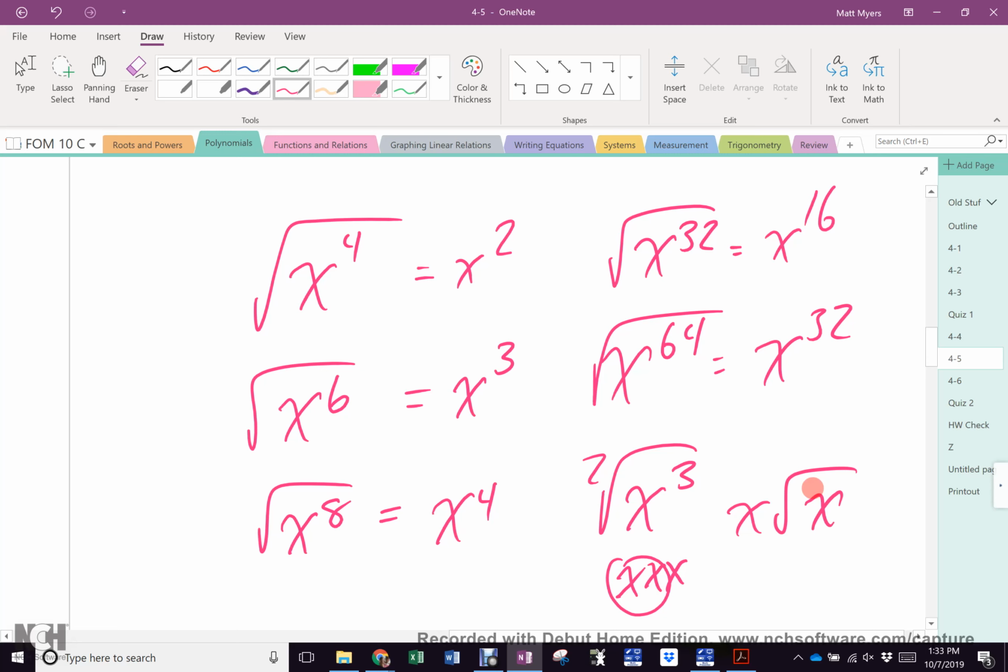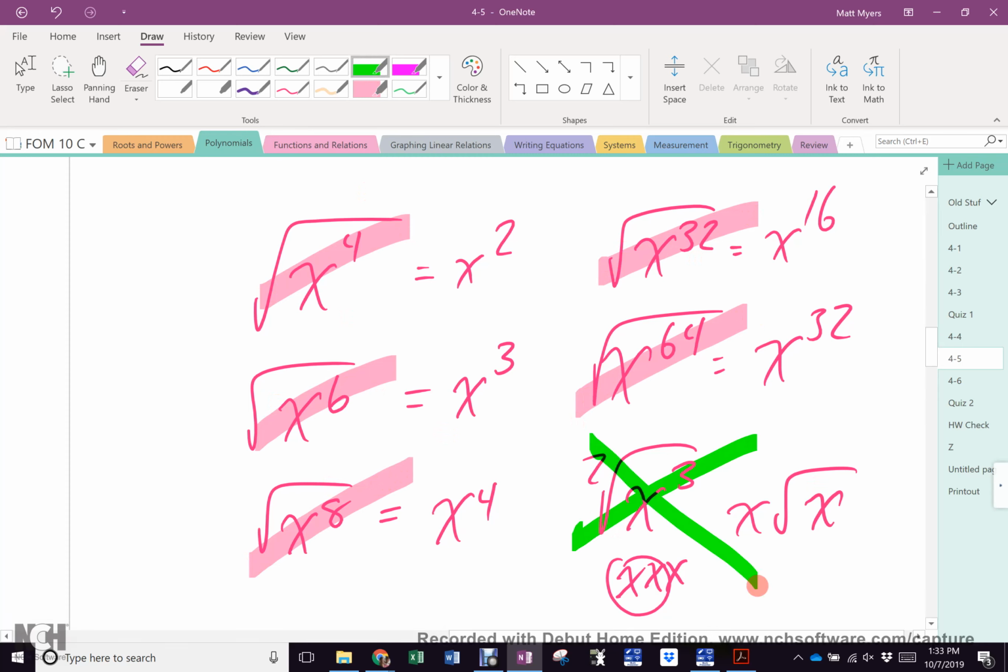No. So tell me, what is it about that that makes it work, and what is it about that that makes it not? They're even. An even square root is always what? What is the relationship? It's the original divided by 2.